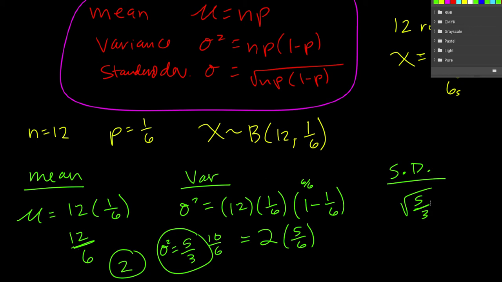Okay, so what does all this mean? Basically, we're going to expect a 6 to be rolled 2 times out of 12 trials. So that's what the 2 tells us. With a variance of 5/3 and a standard deviation of the square root of 5/3, which is approximately 1.291, or 1.30 if we go to 3 significant figures.